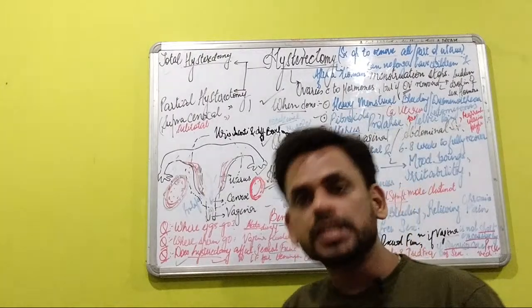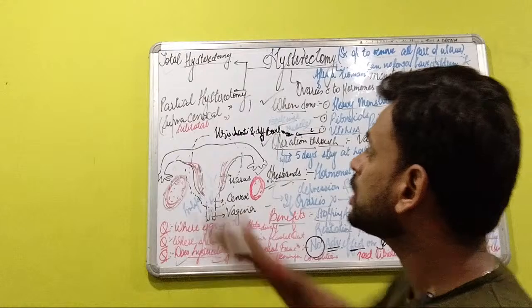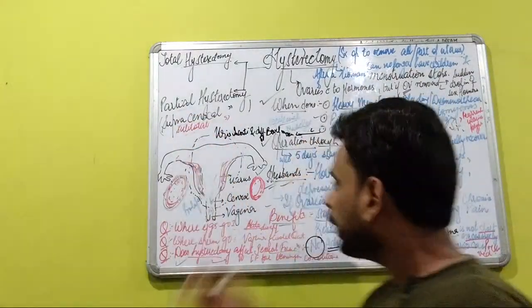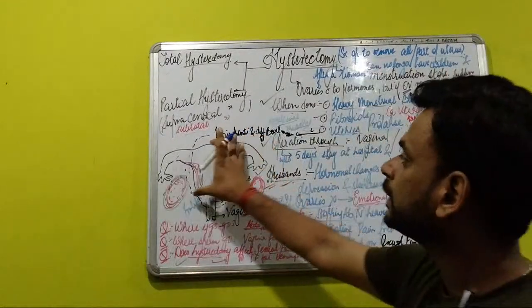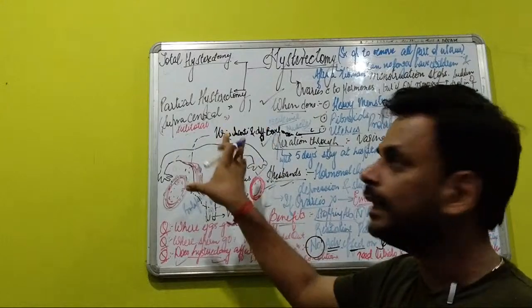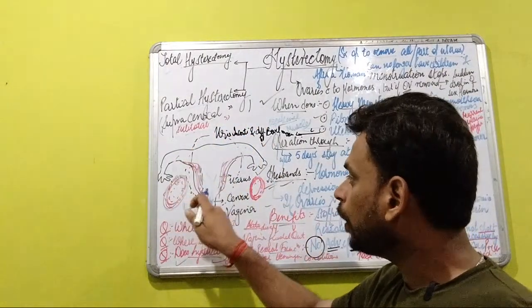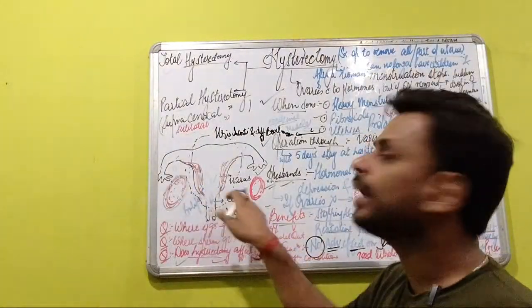Another type of hysterectomy that is carried out is called the partial hysterectomy or the supracervical hysterectomy. In such a surgical procedure, the surgeons are going to excise or remove the uterus, and they are going to spare the cervix.